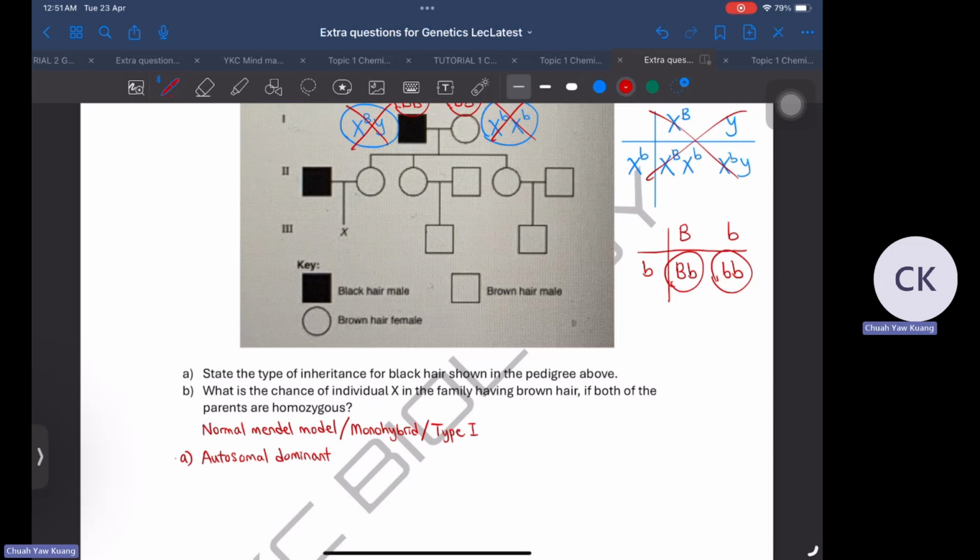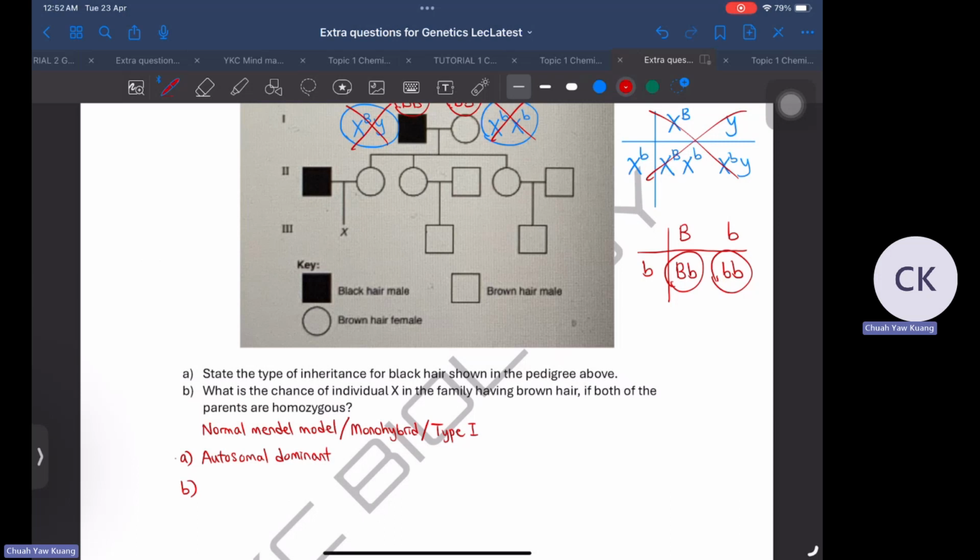Next, we will look at question B. Question B states, what is the chance of individual X, who is here, having brown hair if both of the parents of X are homozygous? So we will use the type 1 method to solve this.